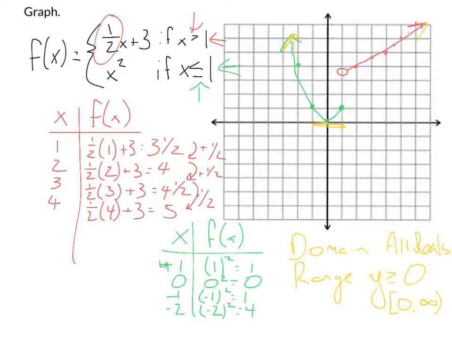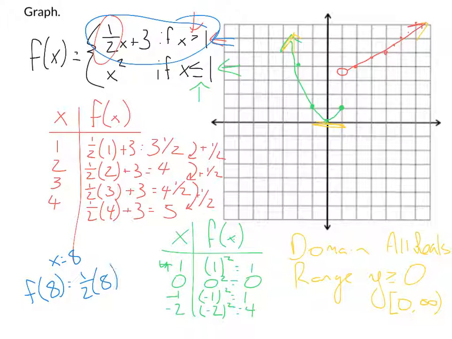Another thing I want to quickly touch on: what if I asked you to find something like f of, let's say, 8? If I asked you to find f of 8, well, which one do we put it in? Well, that means my x value is 8, and up here in this top one is where my x's are bigger than 1, so that's the one we would use. We would do 1/2 of 8 plus 3, so we get 4 plus 3, or 7.